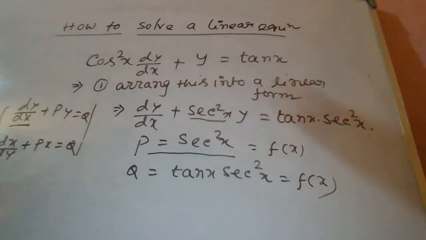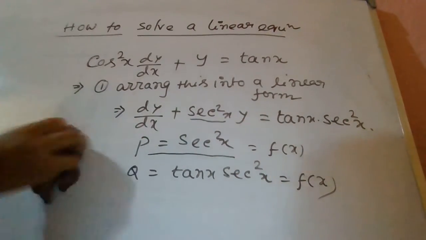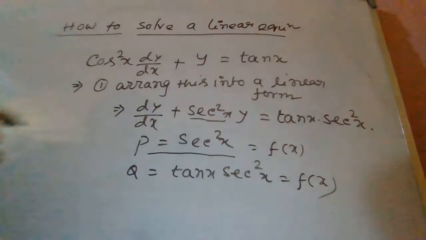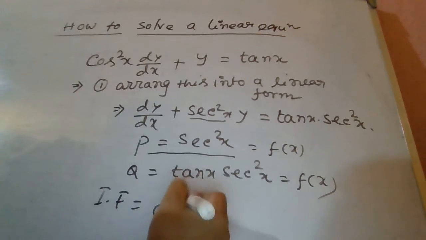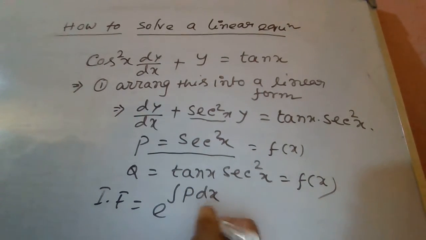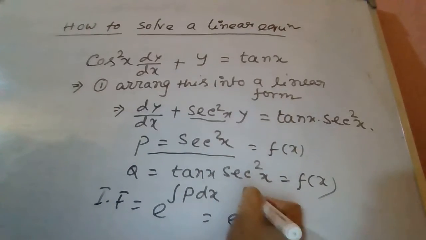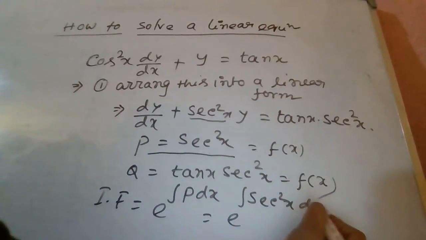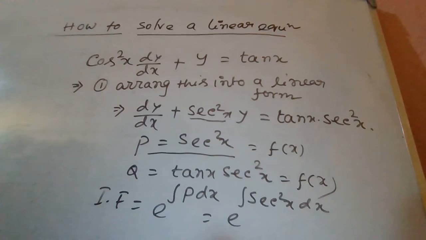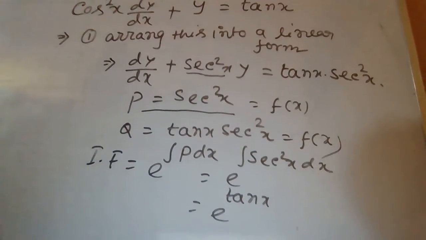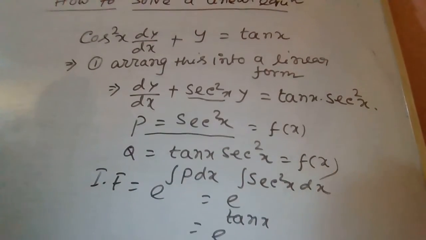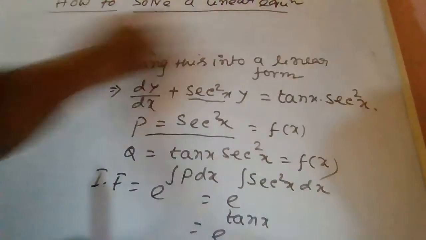Now we first have to find the integrating factor. We know the formula: the integrating factor is e to the power integration p dx, which equals e to the power integration sec square x dx. We know the integration of sec square x is tan x. So our integrating factor is e to the power tan x.